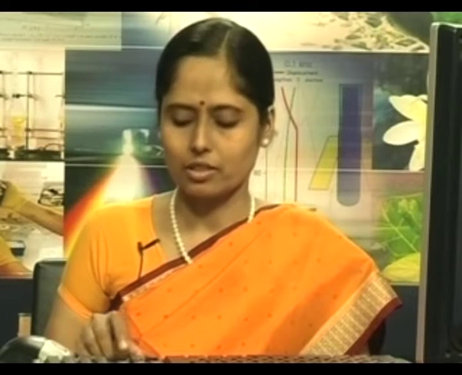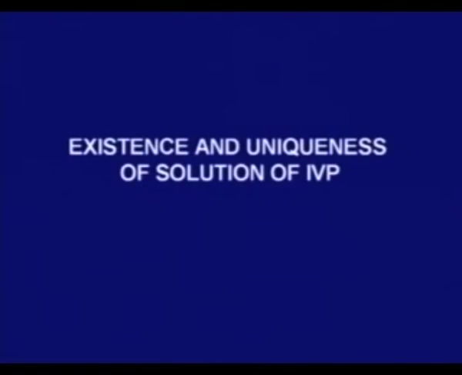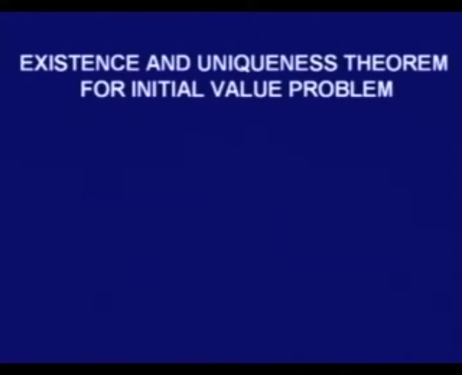So, first we will learn about the existence and uniqueness of the solution of an initial value problem. Here we are not going to find out what these conditions are, rather we will state a result about under which conditions the solution of an initial value problem does exist and under what circumstances that solution would be unique. So, the result here is the existence and uniqueness theorem for initial value problems.